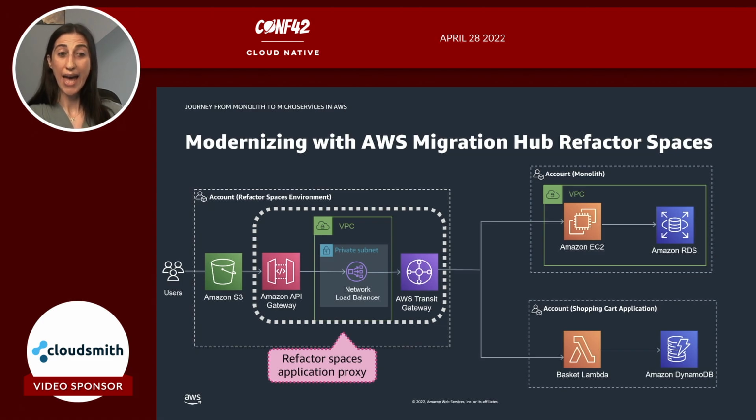Next, we are going to add a service with its VPC. Or you can also create this service from the specific service account. For example, from the shopping cart account, you could create this service. And Refactor Spaces configures the Transit Gateway to bridge the VPCs. So traffic is now permitted between the service VPCs in each of the accounts. So the monolith application VPC and the shopping cart VPC now have a cross-account network bridge.